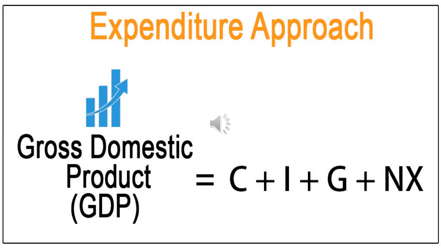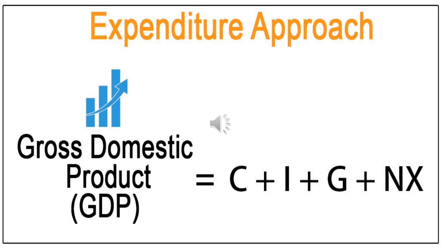Expenditure approach: in this method, the GDP is measured by adding the expenditure on all the final goods and services produced in the country during a specified period. Expenditure means the amount spent, the act of spending money. So we add the expenditure on all the final goods and services produced in the country during a specified period.